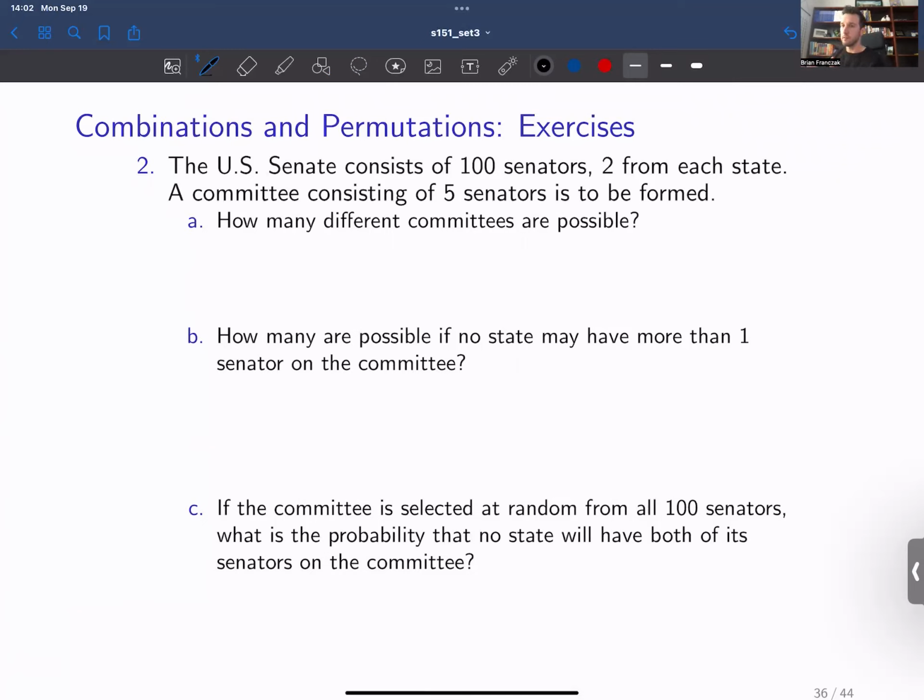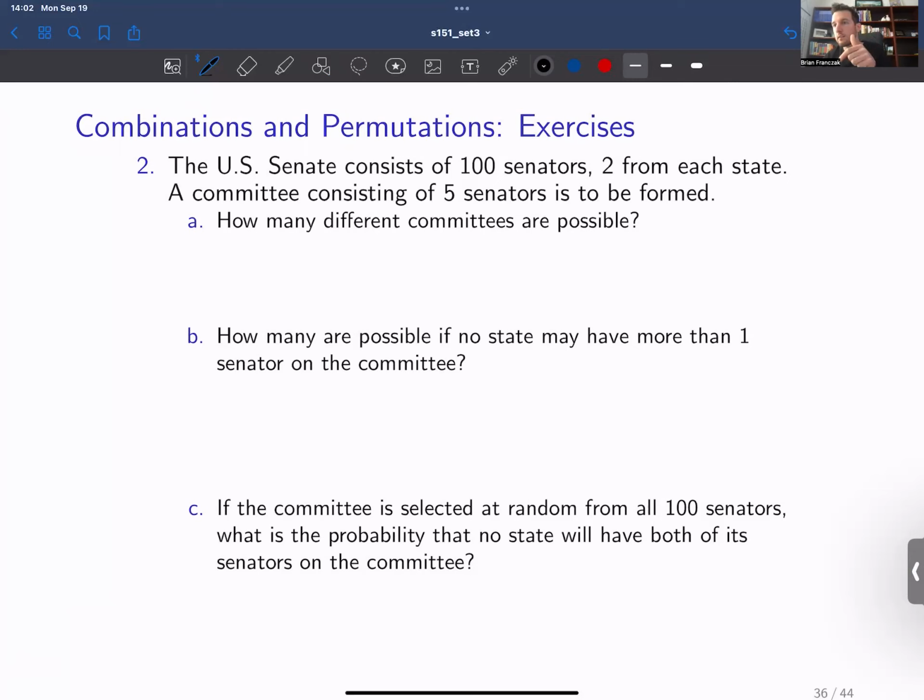Okay, so this is a fairly easy problem. We have 100 total senators. We want to build a committee of size 5. Order doesn't matter in this case because we're talking about people. So if I pick a senator from Florida, and then I pick a senator from, actually, I think Hawaii would work, but let's say, just for clarity, I pick a senator from Florida and a senator from Texas.